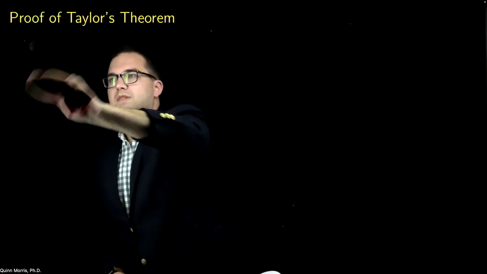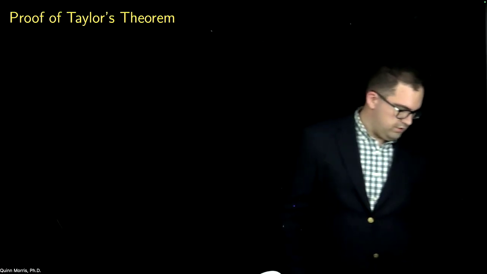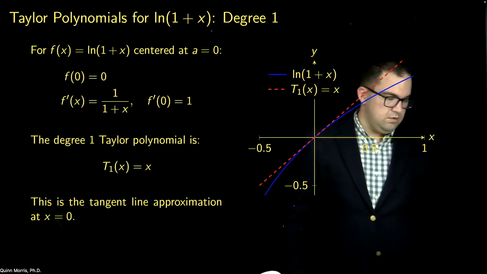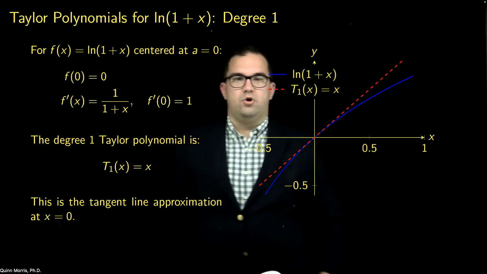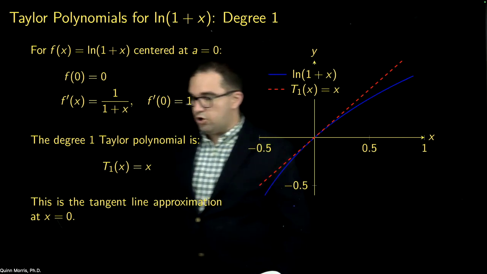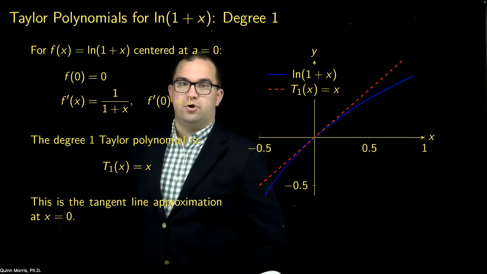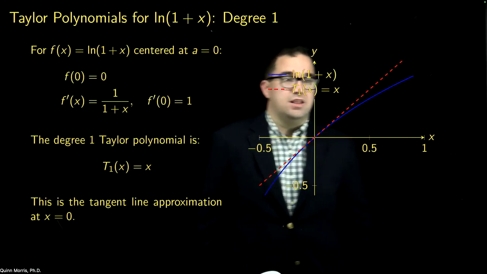All right, so now let's spend the time we have remaining just looking at a couple of examples. We'll start with a fairly innocuous one first. So I want to look at the Taylor polynomials for natural log of 1 plus x. So let's start with the degree 1 Taylor polynomial. The degree 1 Taylor polynomial of a function is just the tangent line.